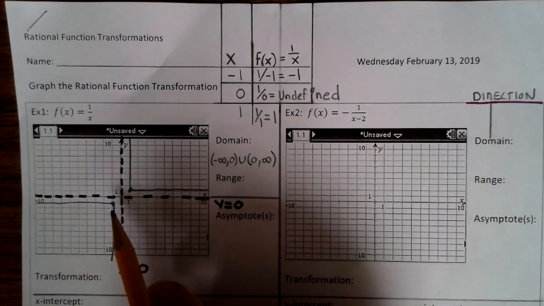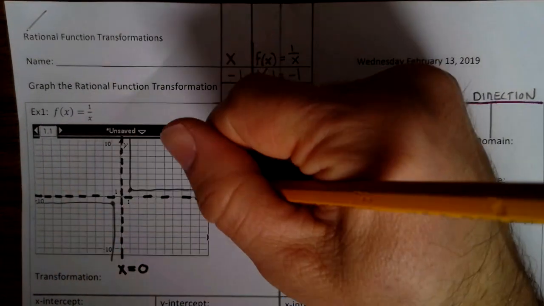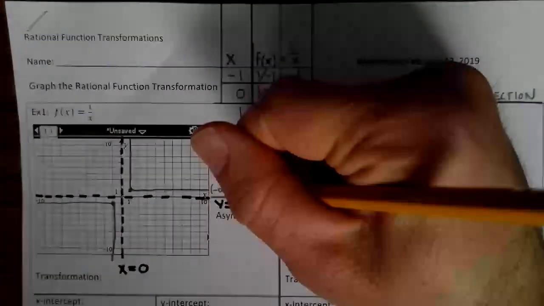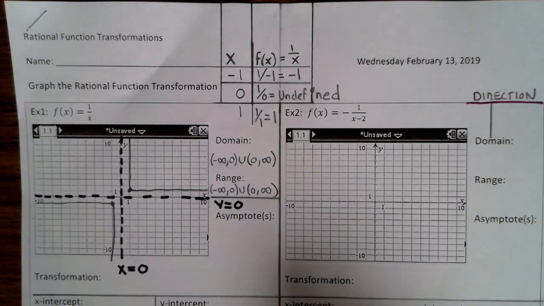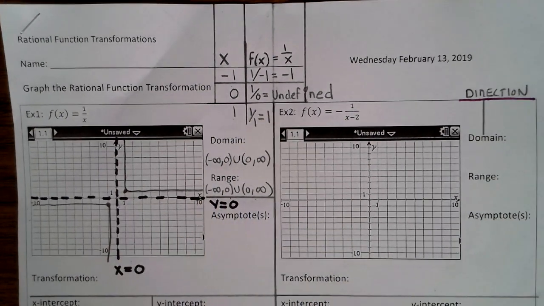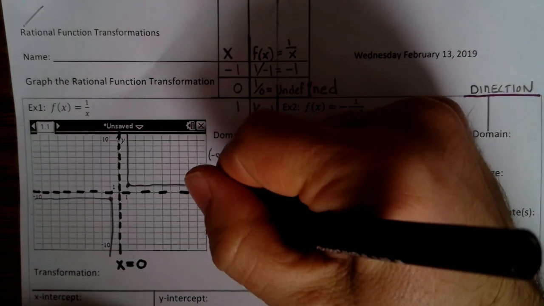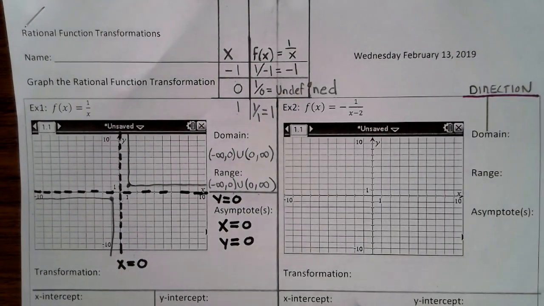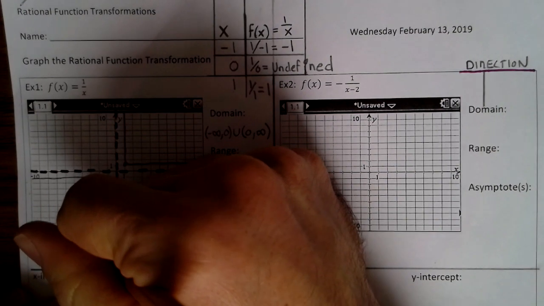Okay. Now the range is from bottom to top. So negative infinity. There's an asymptote at 0, so that's parentheses 0, or 0 to infinity. And that, so you understand that the asymptote's not included. All right, so the asymptotes are x equals 0 and y equals 0. And there aren't any transformations because this is the parent function.